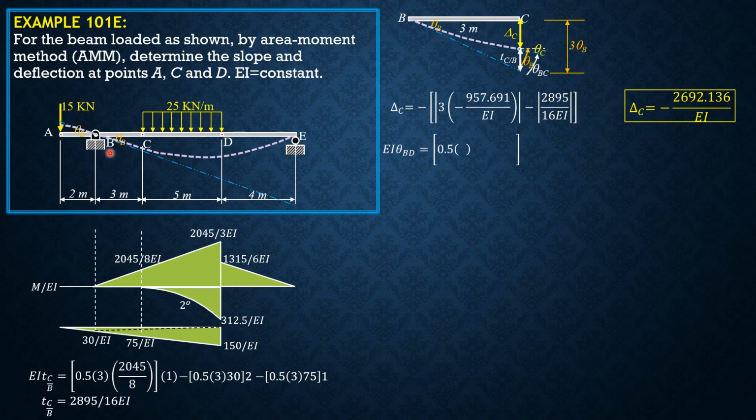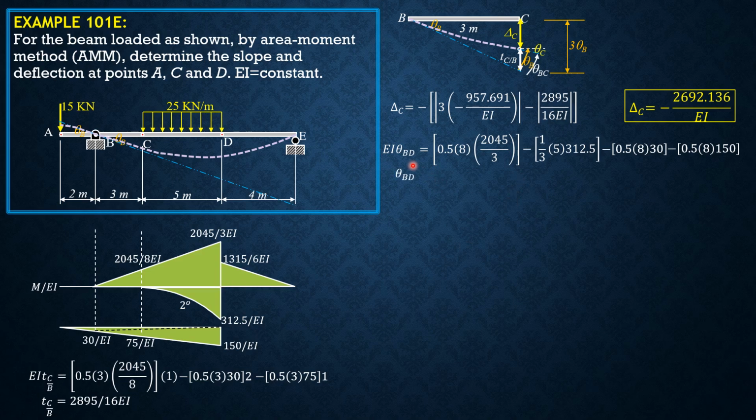So let's evaluate EI theta BD. It is the area between B and D. So 0.5 of 8 times 2045 over 3, minus the area of the spandrel, 1/3 of 5 times 312.5, then minus the area of the trapezoid, but we'll divide the trapezoid into these two triangular areas. 0.5 of 8 times 30 minus 0.5 of 8 times 30, then minus 0.5 of 8 times 150. So when we evaluate the deviation of point D relative to the tangent at B, we just copy these areas and include the location of centroids from D.